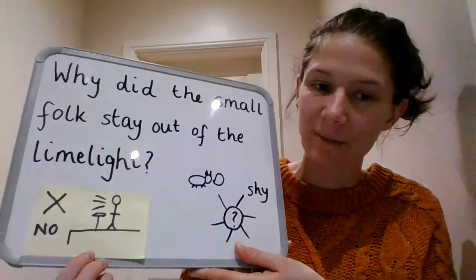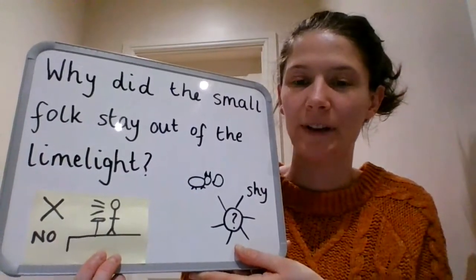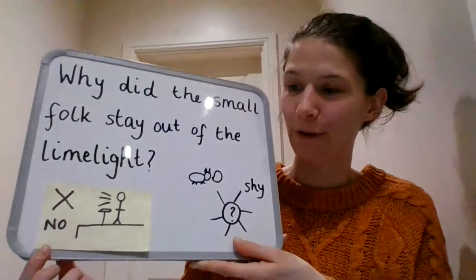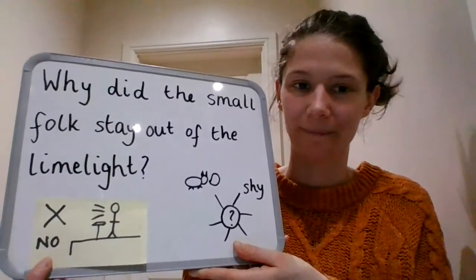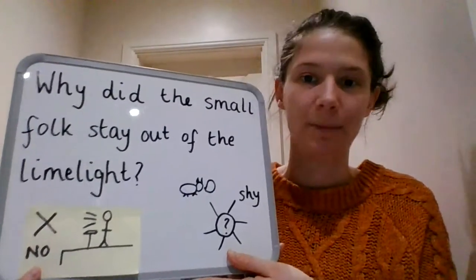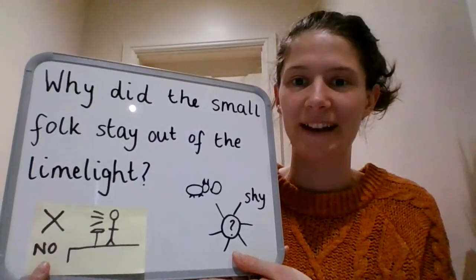This is a picture of somebody being in the limelight. Somebody being on the stage, influencing other people, sharing their ideas. They'd be making a speech. And I've put no here, and a big cross, because the little people didn't want that. They stayed out of the limelight. They actively stayed away from other people. And they didn't want to influence others. They didn't want other people to know that they were there.